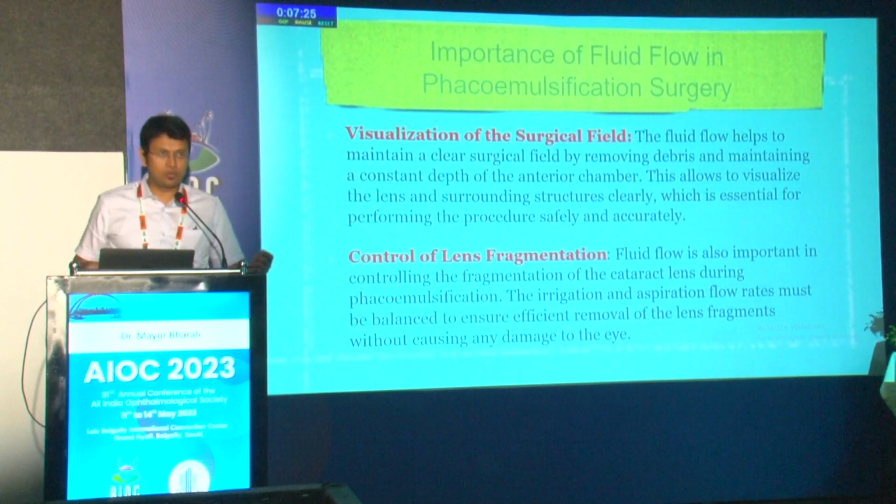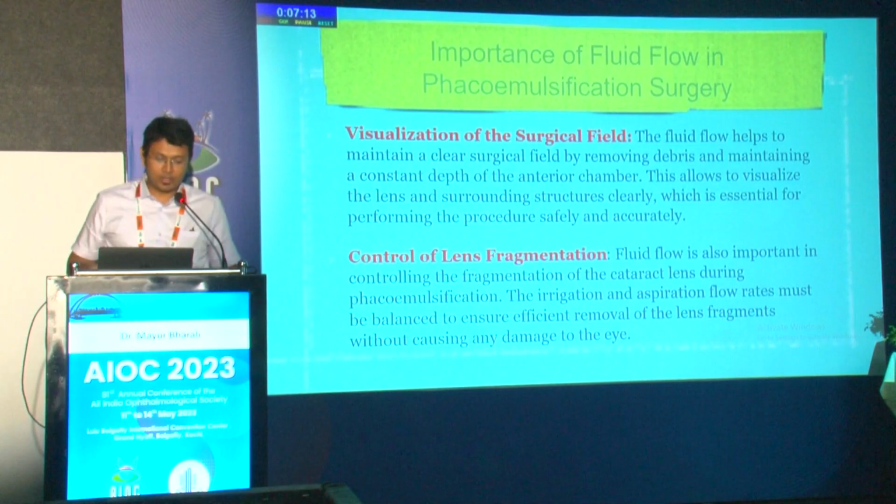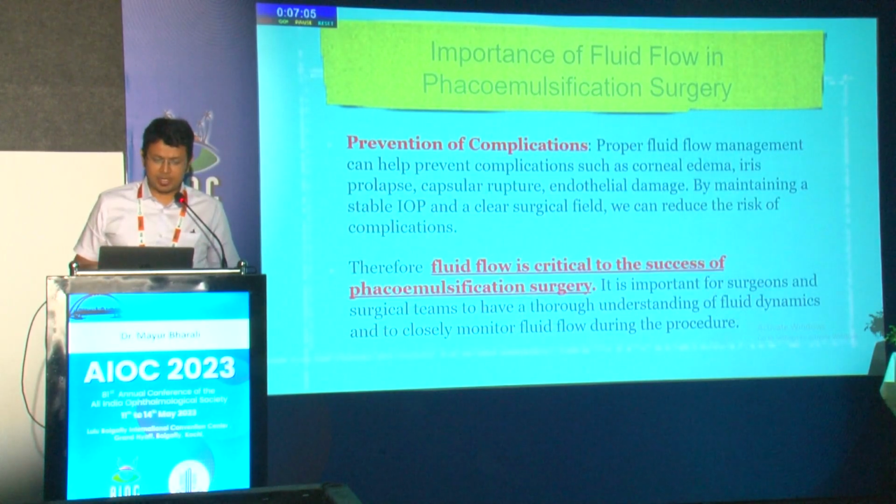The fluid should come to the phaco probe, and it should go out, not the other way around through the side ports or the main port. In fact, at the main port, some amount of fluid leakage should occur because it cools the main incision wound and avoids burning of the wound, but not through the side port. And then it helps in lens fragmentation and prevention of complications by maintaining the proper anterior chamber. So fluid flow is critical for the success of phacoemulsification surgery.